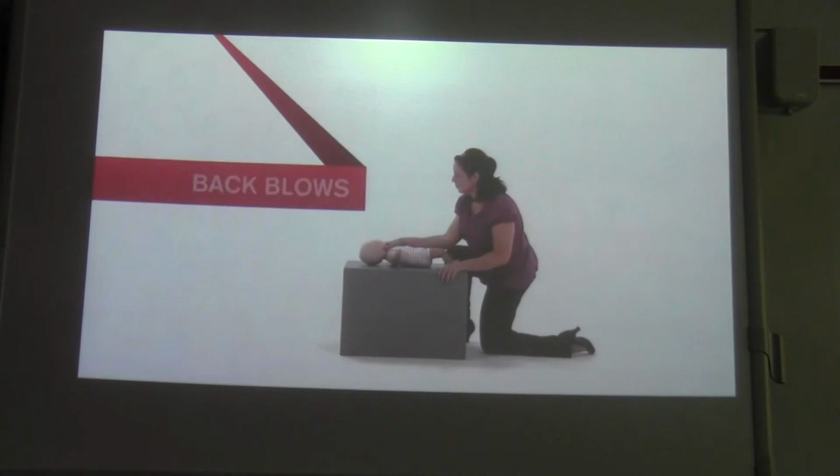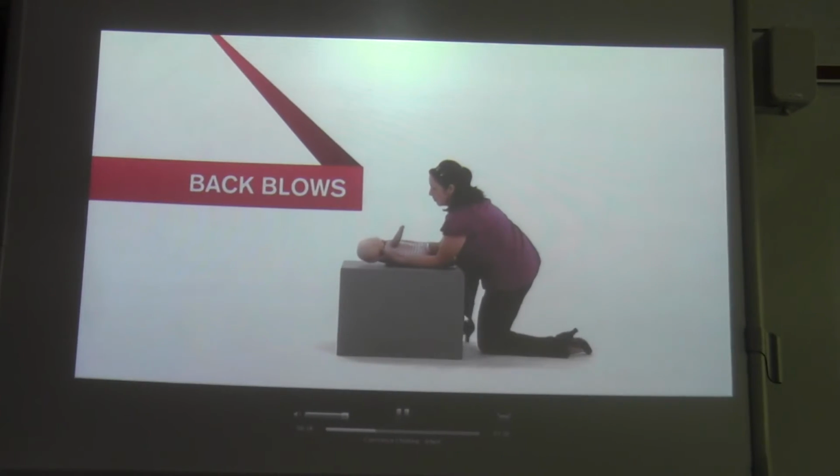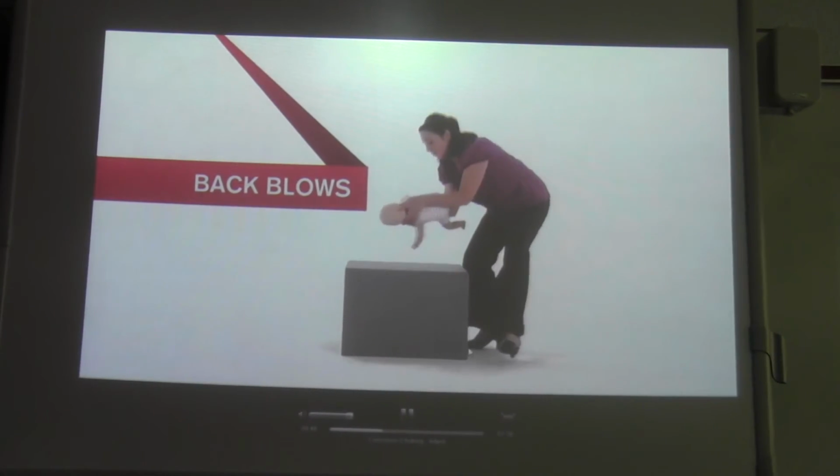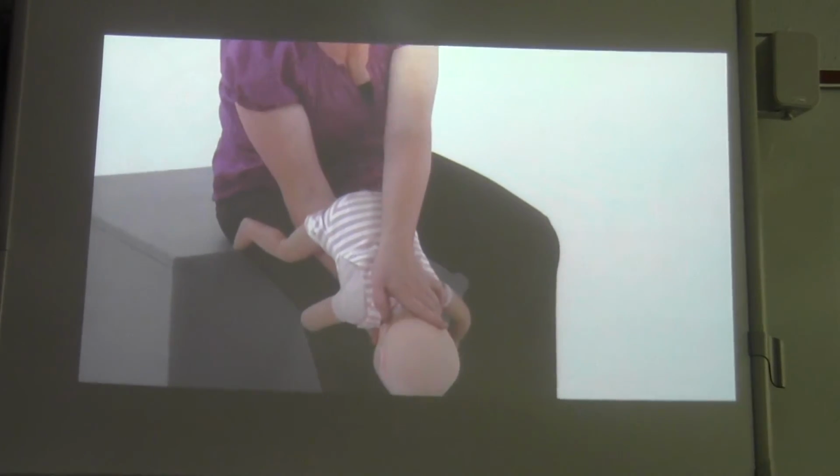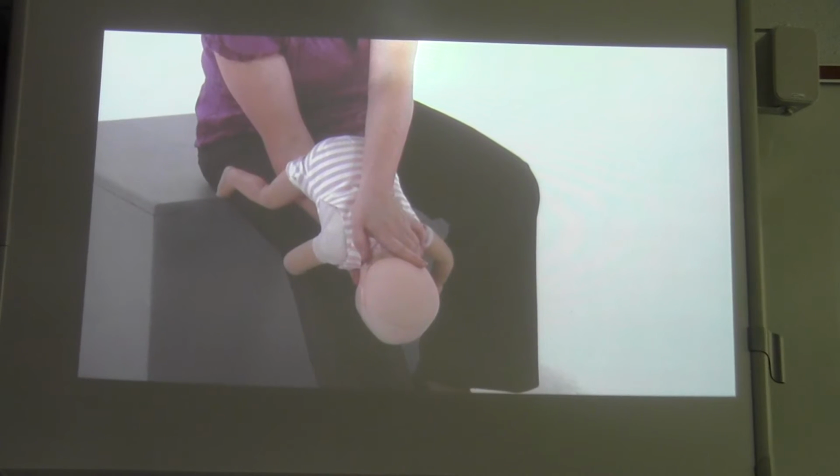To give back blows, place the infant between your forearms, supporting the head, neck, and back. With your thumb and fingers supporting the infant's jaw, position her face down along your forearm.